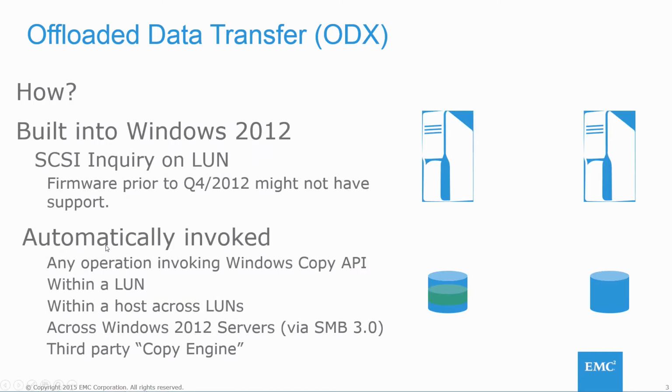So how does ODX work really? Well, it's built into Windows Server 2012 and it's automatically invoked. So let's examine the following diagram. Let's say that the left server is the source file server. It needs to send a query to the destination server, asking whether it supports the ODX capability. And if the destination server acknowledges with a yes, then the source server will do an offload of the read, and it will pass the token of the ODX support to the destination server.